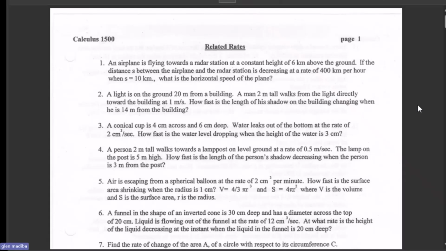It says, an airplane is flying towards a radar station, meaning this plane is up in the sky, yeah? Then it's approaching where it's going to land, okay? Obviously, from the top going down. Is it landing at the radio station? At the radar station. Yes.